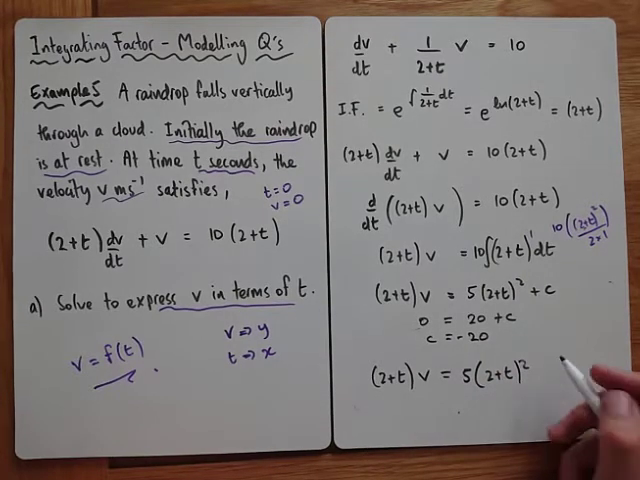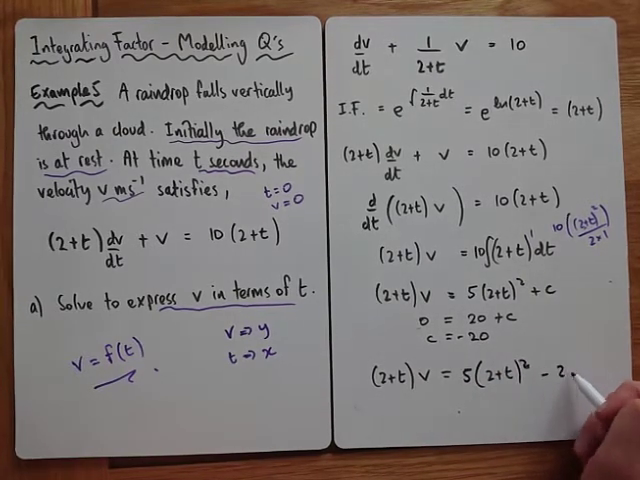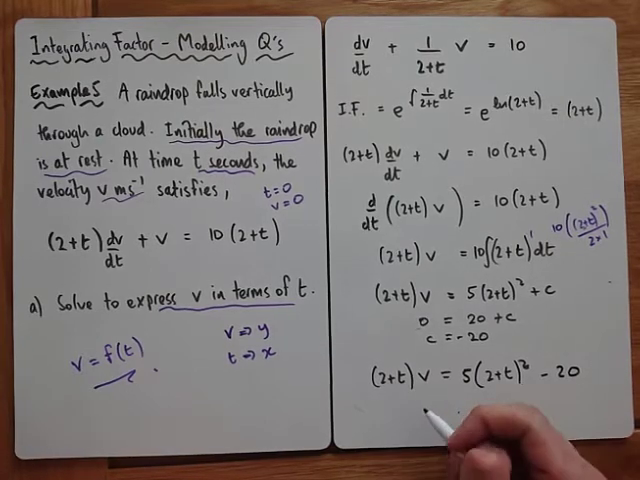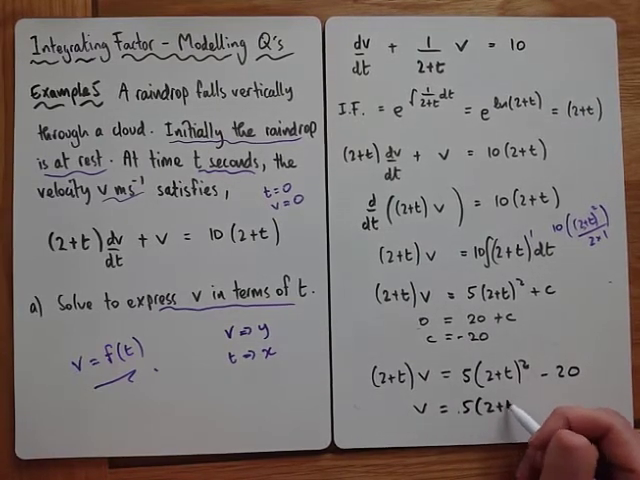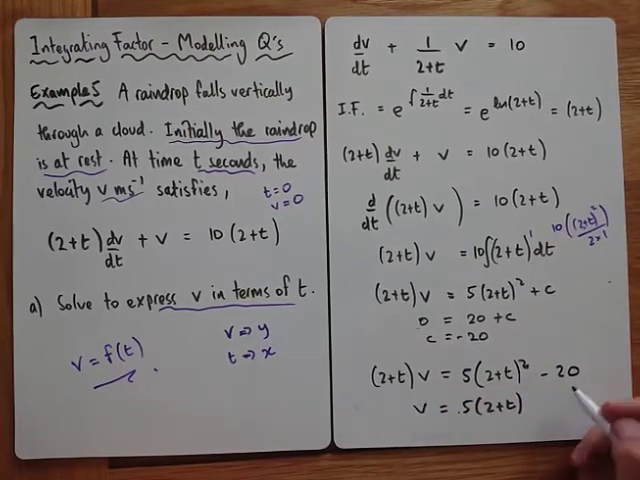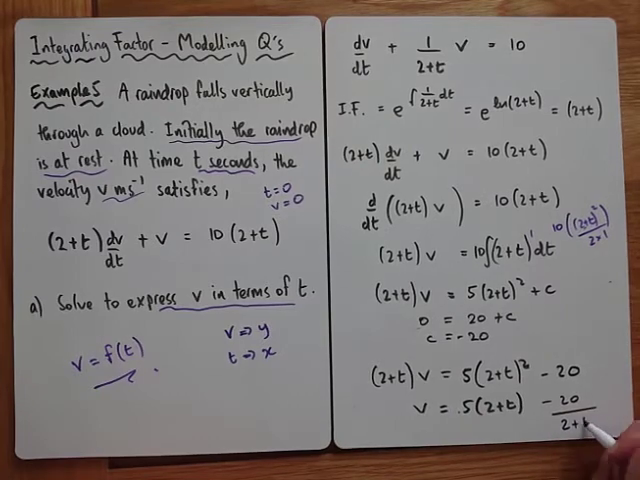So then when you have your constant, you divide by this, and you get 5 lots of (2 plus t). That one cancels, but then this minus 20 is divided by 2 plus t. And that'll give us the same form in the booklet.